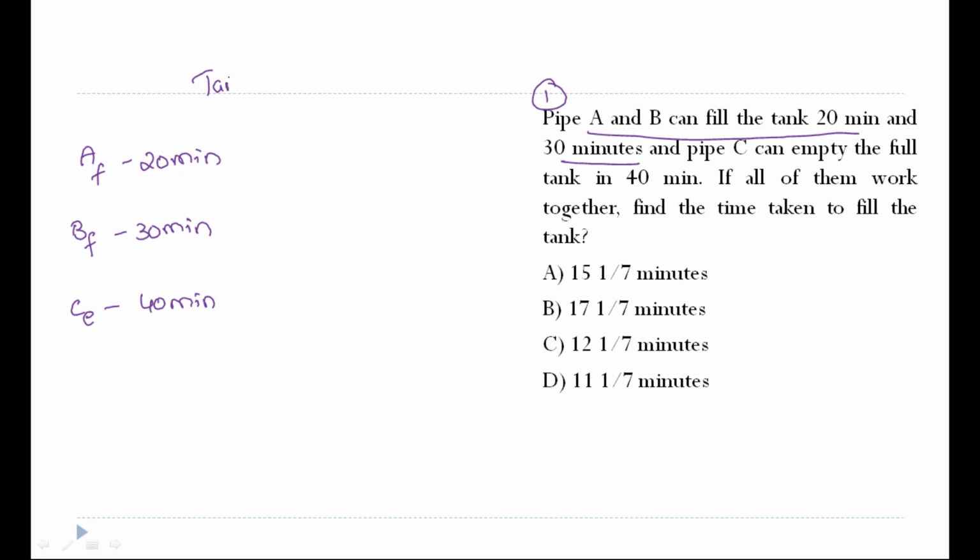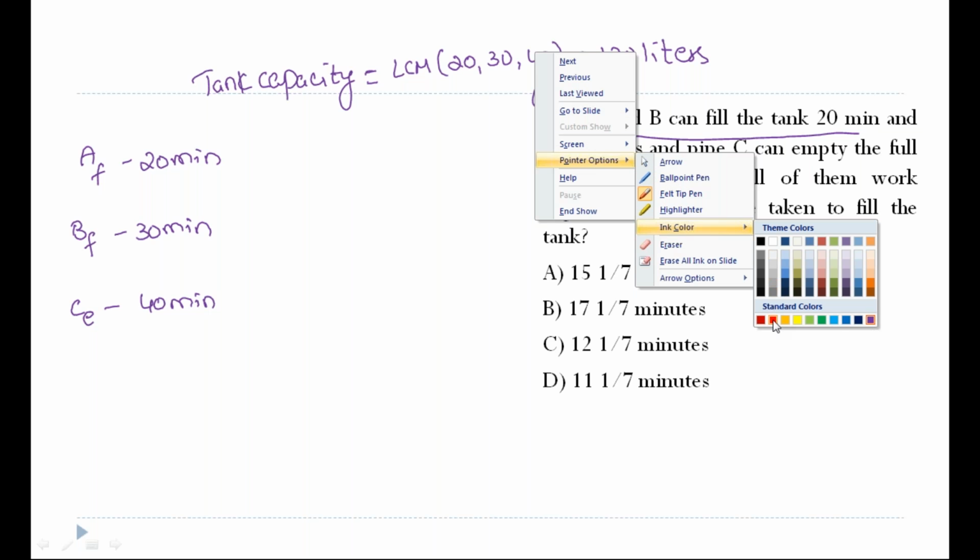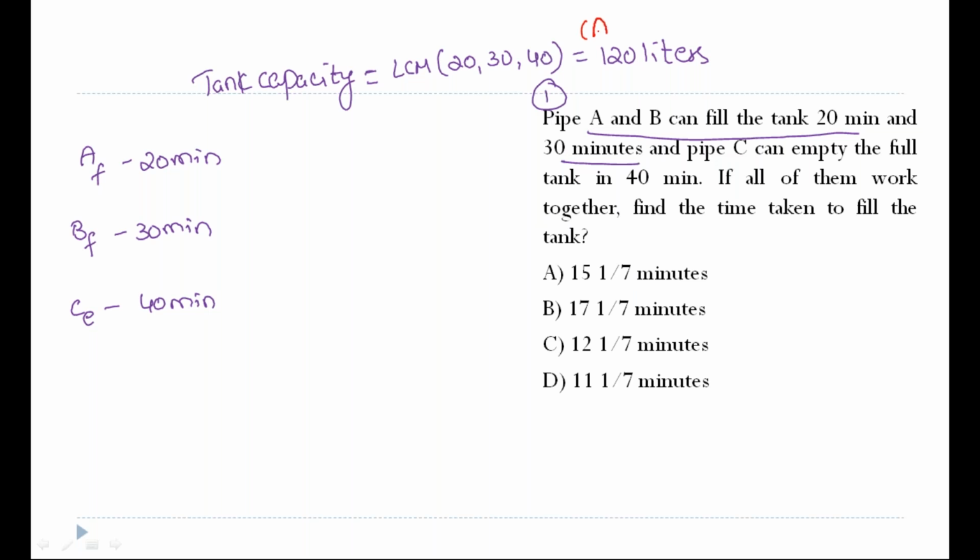Friends, as usual in time and work where we fixed the work, here we should fix the tank capacity. Like in time and work, we take the LCM of the given values for easy calculation. Here also I'll take 120 liters as the tank capacity. You can assume any value for easy calculation. We are using the LCM to fix how much this tank can hold. So we are assuming the value for easy calculations, that's nothing but 120 liters.